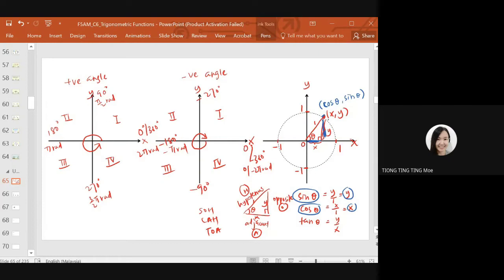Okay, then another one. So from here, what is your tangent? For the first quadrant, what is your tangent? Tangent is sin theta over cos theta. So positive over positive, so your tangent here is also positive. So from here, we know that in the first quadrant, all the values will be positive, because cos, sin, tangent are all positive. Why positive? Because the x and y values here are both positive.